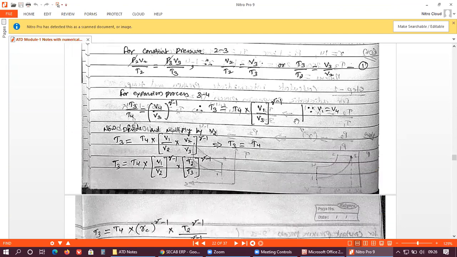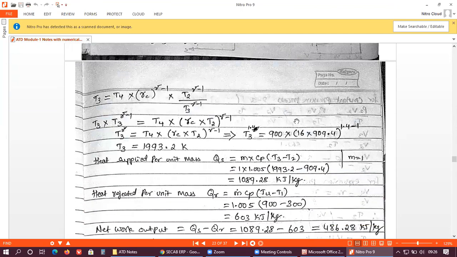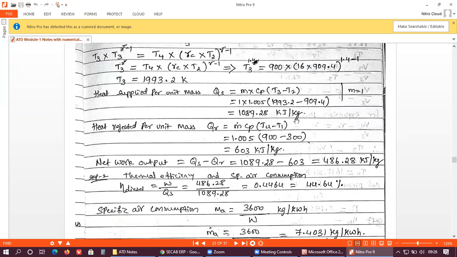Now, as I told you, to calculate this, first we'll note down our important relations, the final expressions. To calculate the net work output, we need heat supplied minus heat rejected. This is the expression required for net work output. The expression for heat supplied is m into cp into bracket T3 minus T2, and for heat rejected, QR is equal to m cp into T4 minus T1.